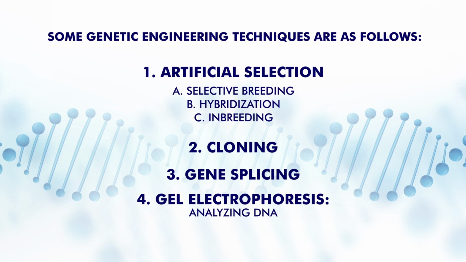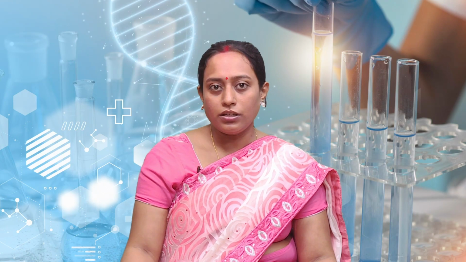So, the first method is artificial selection. From the name itself, what does it mean? Herein we are artificially selecting a particular gene for breeding, and there are 3 subtypes of this technique. The first one is selective breeding, the second one is hybridization, and the third one is inbreeding. The second technique is cloning, where identical copies of an organism are created.